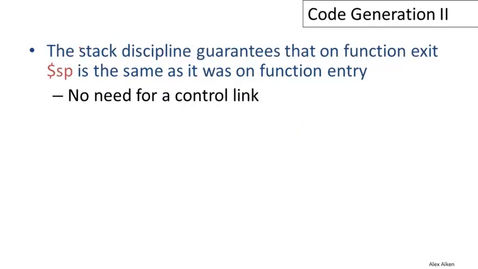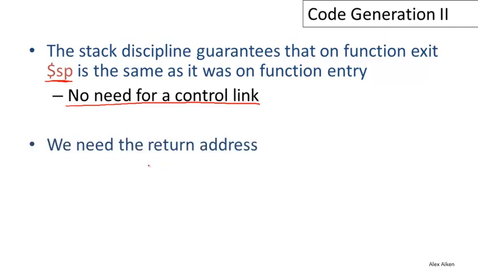Now recall that the stack machine discipline guarantees that the stack pointer is preserved across function calls. So the stack pointer will be exactly the same when we exit from a function call as it was when we entered the function call. And this means we won't need a control link in our activation record. The point of a control link is to help us find the previous activation, and since the stack pointer is preserved, we'll have no trouble finding it when we return from a function call, and we will never need to look at another activation during a function call since there are no non-local variables in the language.